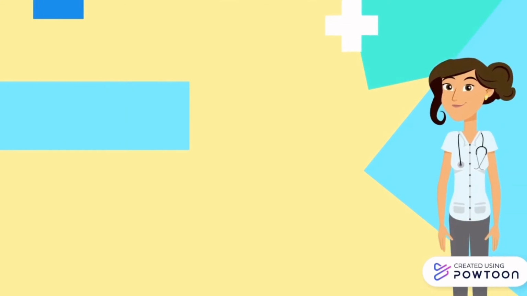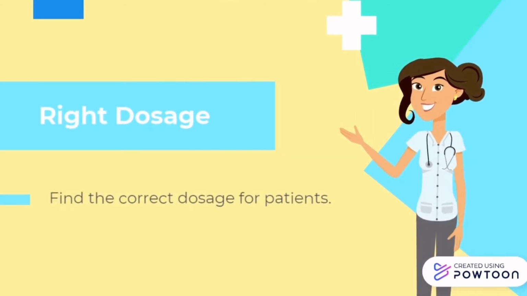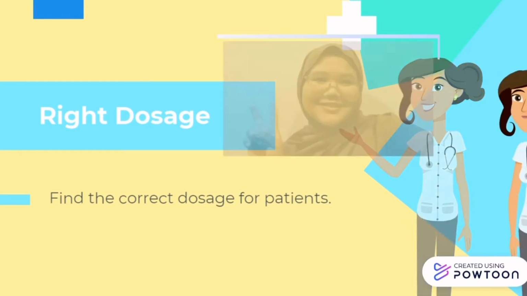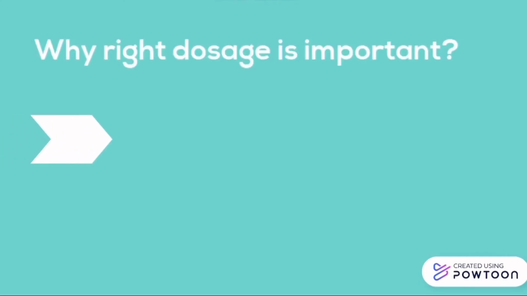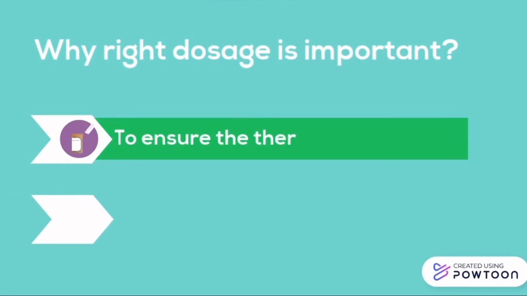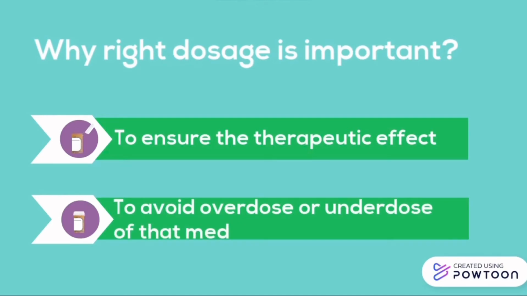And the third one is right dosage. Pharmacists need to find the correct dosage for patients. This will be explained more by Alaina. My name is Alaina. Today, I will talk about the right dosage. We need to find the correct dosage for patients. Why is the right dosage important? First, to ensure the therapeutic effect of the medication. Second, to avoid overdose or underdose of that medication.